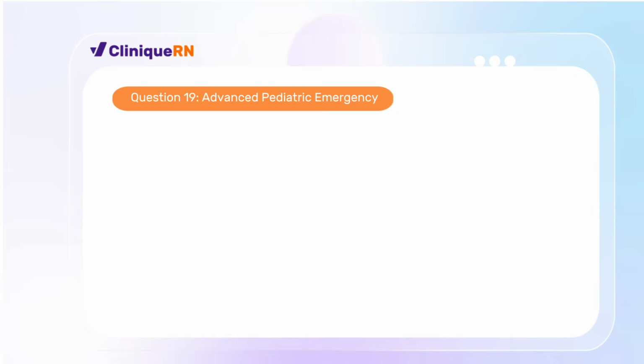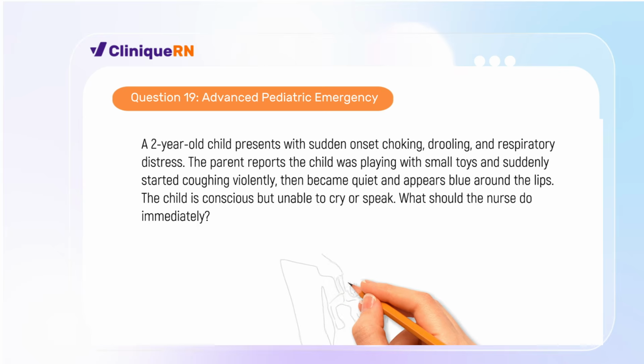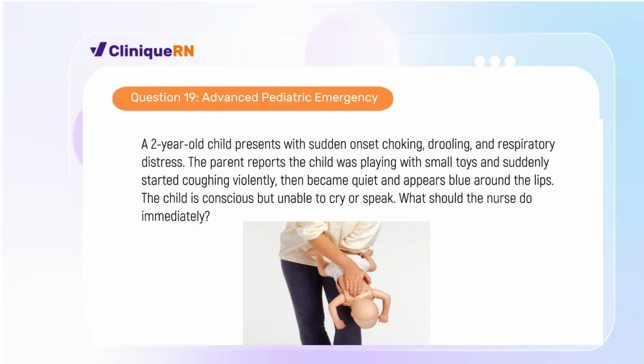Question 19. Advanced pediatric emergency. A 2-year-old child presents with a sudden onset of choking, drooling, and respiratory distress. The parent reports the child was playing with small toys and suddenly started coughing violently, then became quiet and appeared blue around the lips. The child is conscious, but unable to cry or speak. What should the nurse do immediately?